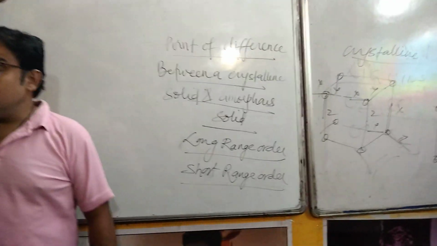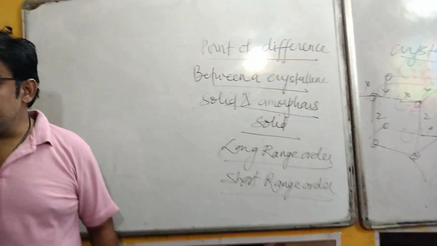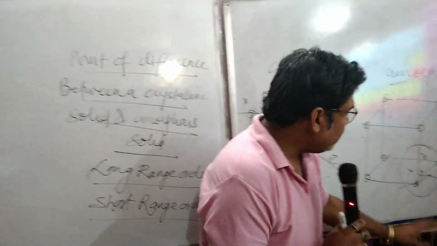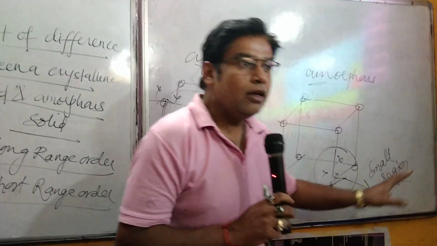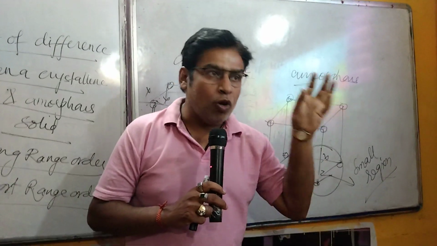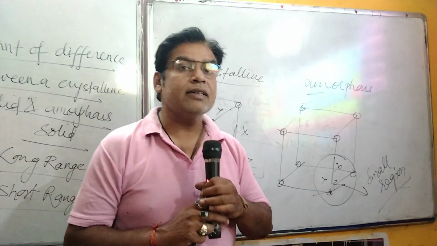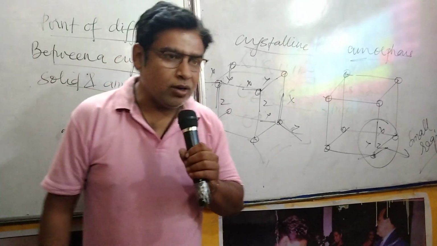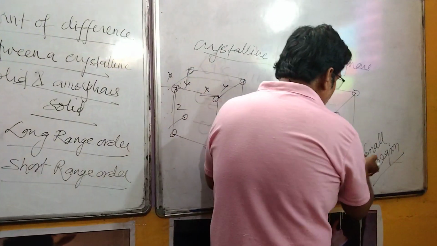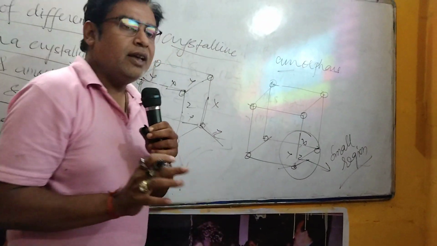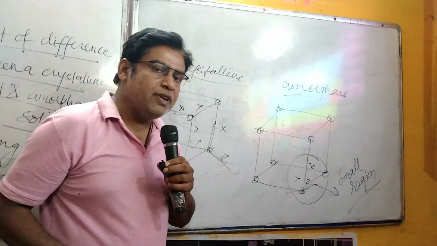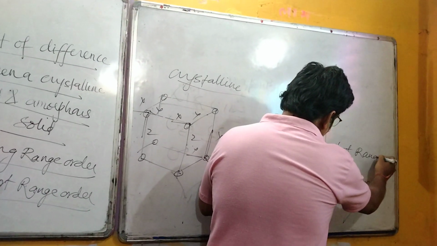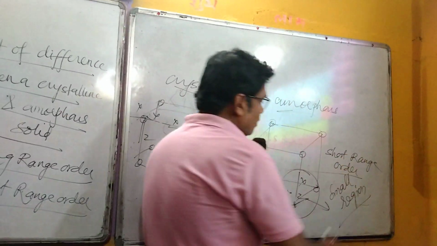Now moving a little further, you will find that in an amorphous solid there is a regular arrangement of particles, but it is in a very small region. When this regular arrangement of particles in a very, very small region is there, it is commonly called short range order. So this small region in an amorphous solid, where there is a regular definite arrangement, we call this short range order.